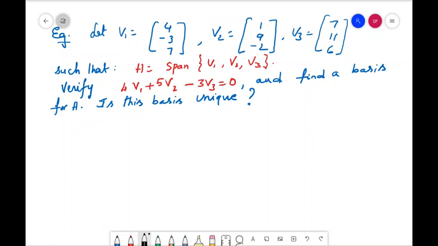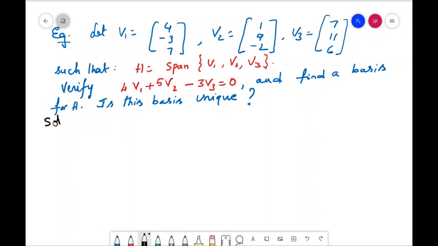Because you are given here that H is a span of v1, v2, v3, you learned in the previous examples that by the spanning set theorem, you can obtain a basis for H from these three vectors. After that, the question is, is this basis unique? Now let us see the first one here.